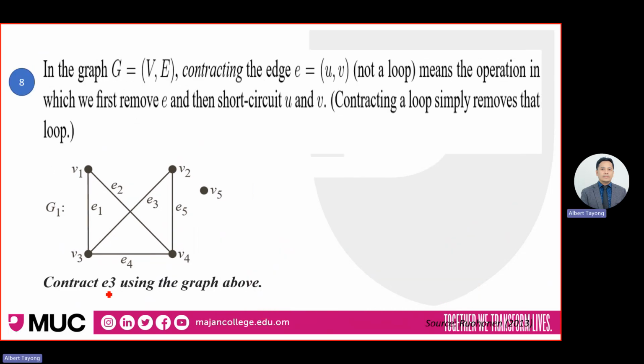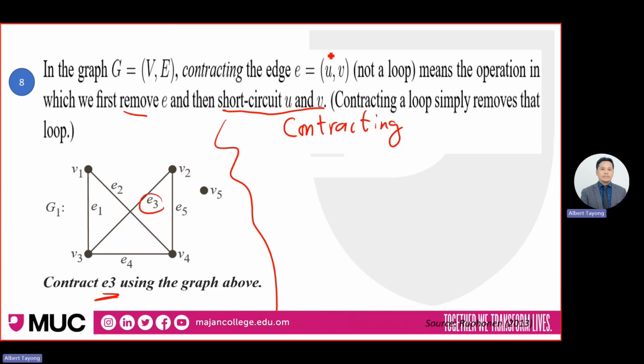Here we're going to contract E3. When we contract, actually, we delete that edge and short circuit the vertices involved. Okay, so contracting actually is removing the edge, and then we short circuit the vertices involved.